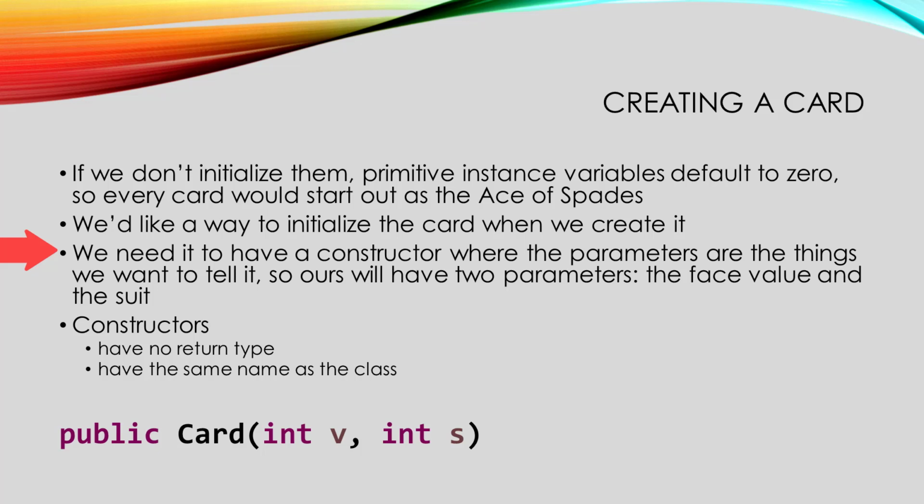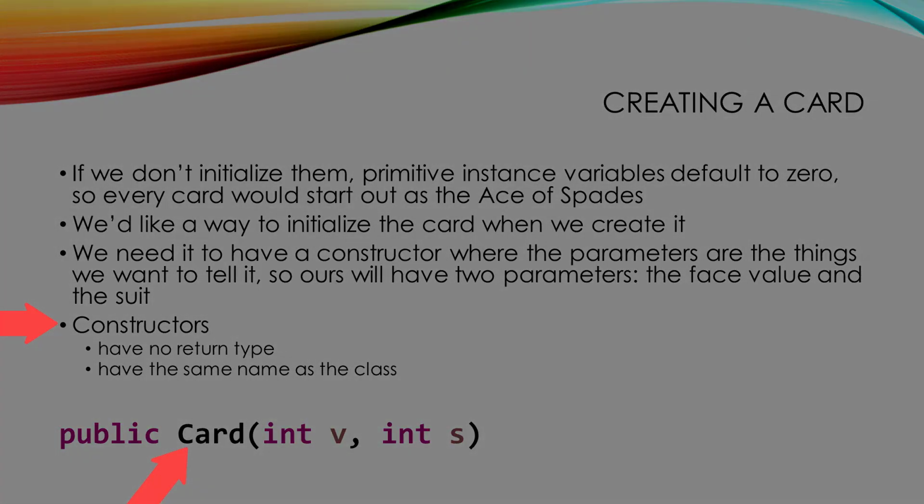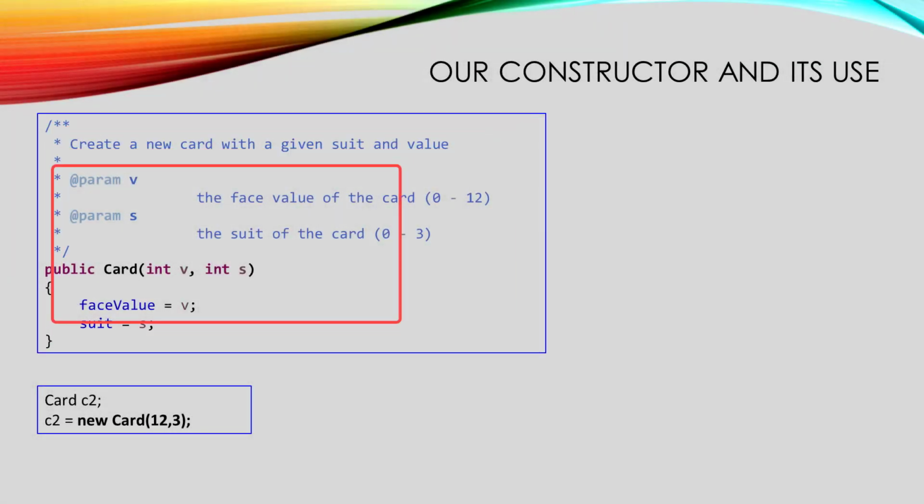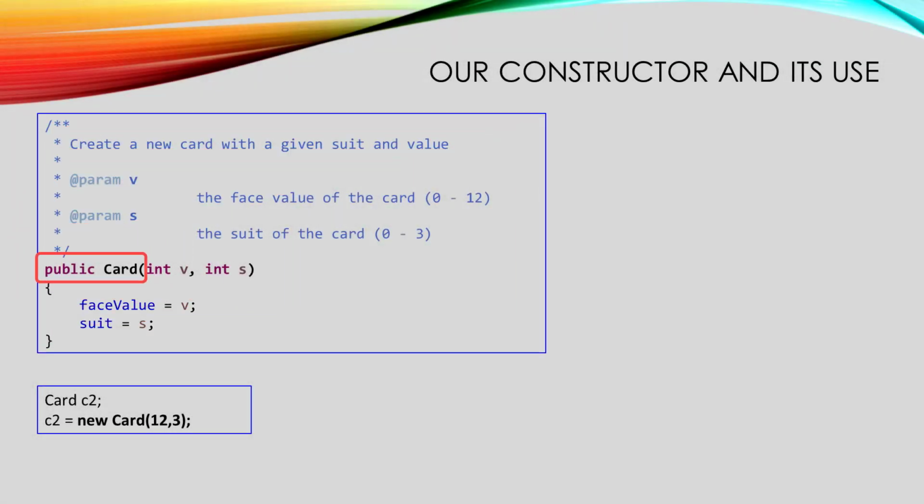We need to tell each card what its face value and suit are, so those are the parameters to our constructor. And since it's a constructor, it will have no return type, and it will be named the same as the class. So here's our card constructor. No return type. The name is the same as the class name. 2 integer parameters where we can pass in the face value and the suit.